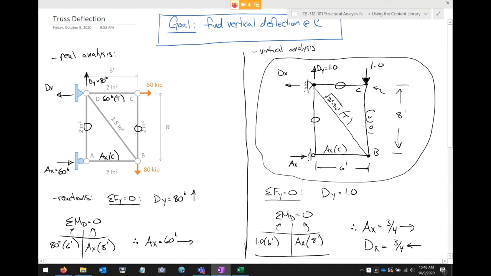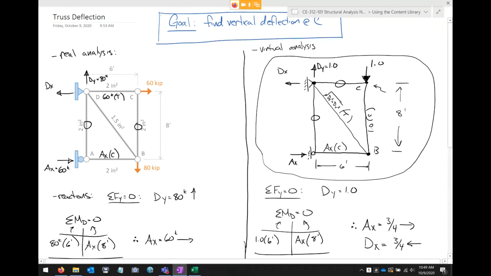Okay, so now I basically have this entire truss solved too, because I've got 2 zero force members. I've got AX in compression on the bottom, which is 3/4 in compression, so it's negative. I've got 1 in compression on vertical member BC, and then the diagonal, the square root of DX squared plus DY squared, in tension.